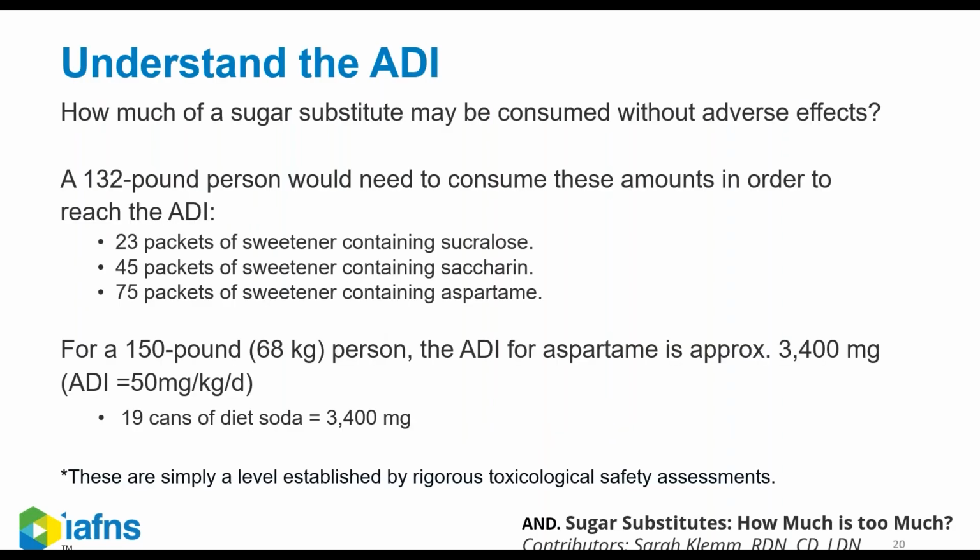This slide shows you a little bit of understanding the ADI, how you can make your clients understand. And we know ADIs are set by FDA, and how do you translate them? So to get an idea of how much of a sugar substitute may be consumed without adverse effects, the following example could be used: a 132-pound person could consume so many packets to reach there. You really don't want them to be there, but just giving them an idea. And another example of aspartame is given over there. These are just sample examples you could use with clients.